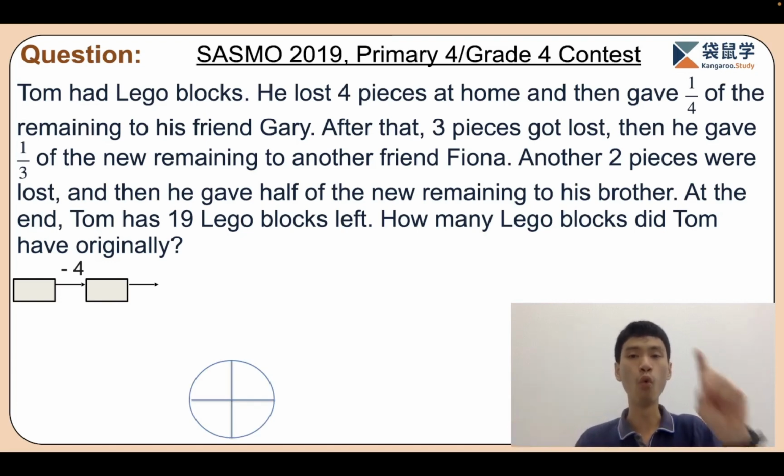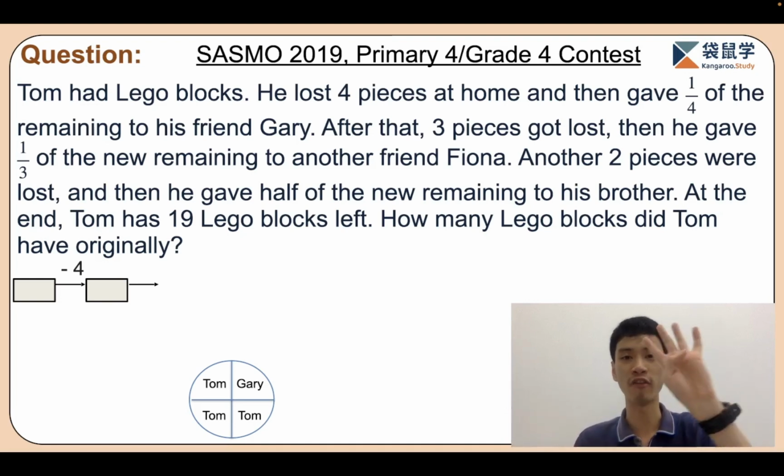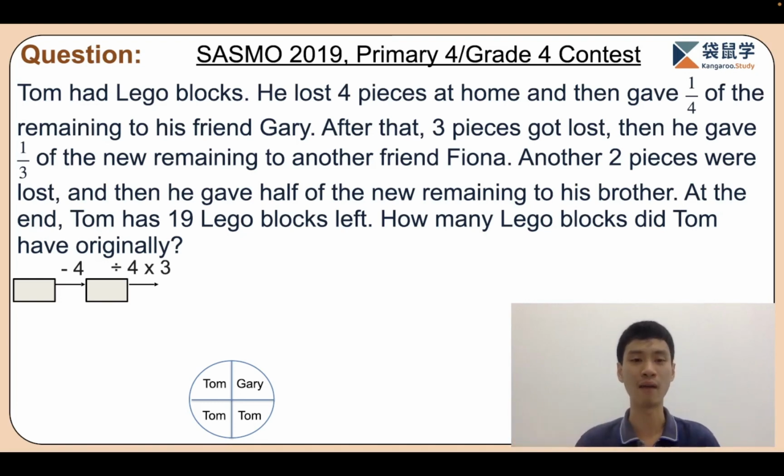And then he gave 1 part of the 4 parts to his friend Gary, which means how many parts did he keep for himself? Of course, Tom kept 3 parts of the 4, the remaining parts, to himself. And so, to represent this in the right arrow, we would divide by 4 to represent 4 parts and multiply by 3 to represent the 3 parts Tom kept.